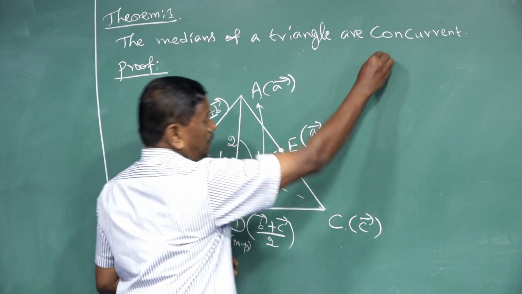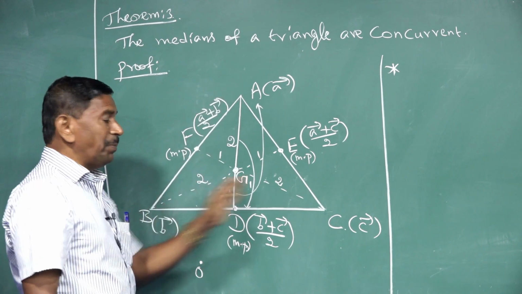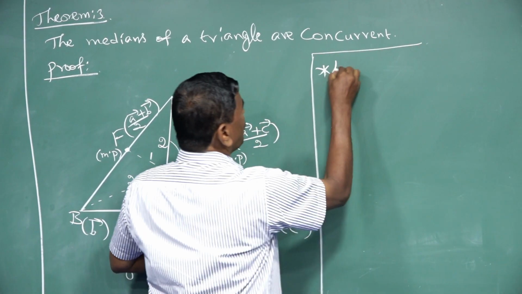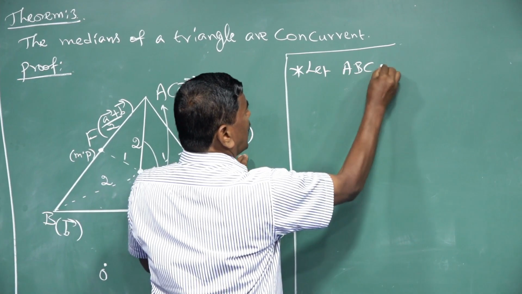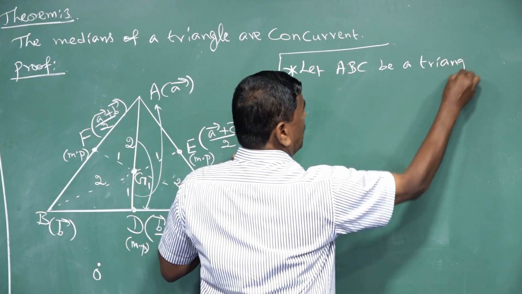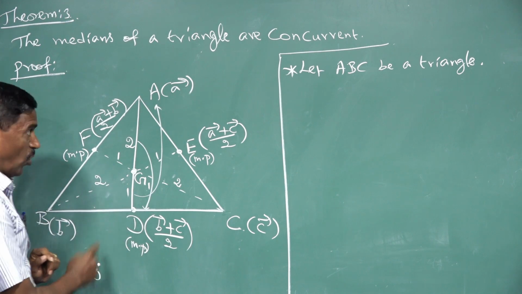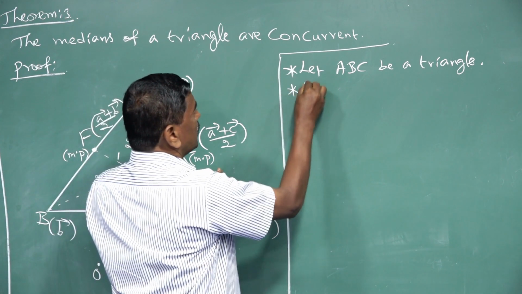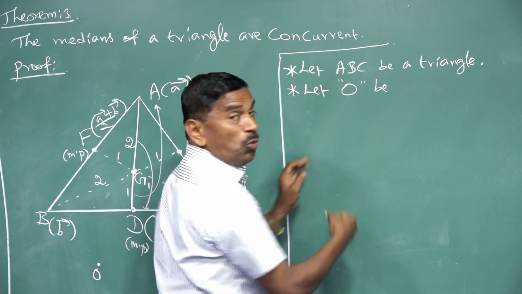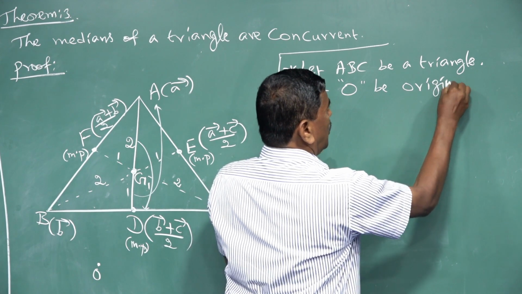Okay. Now the theory portion first. Step 1. Let ABC be a triangle. Next, let O be the origin.